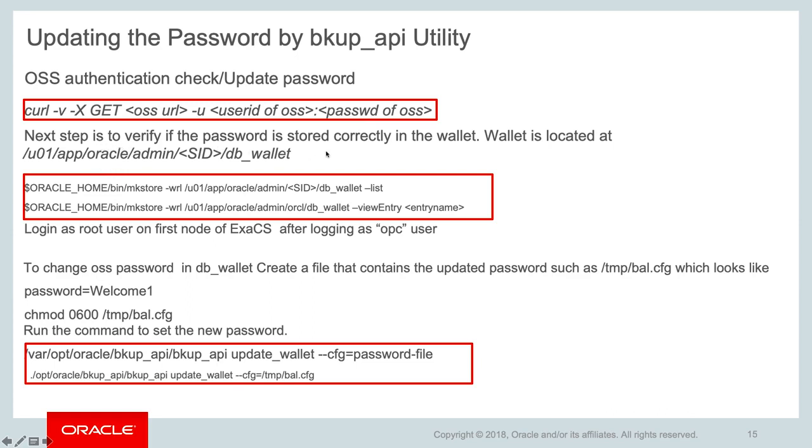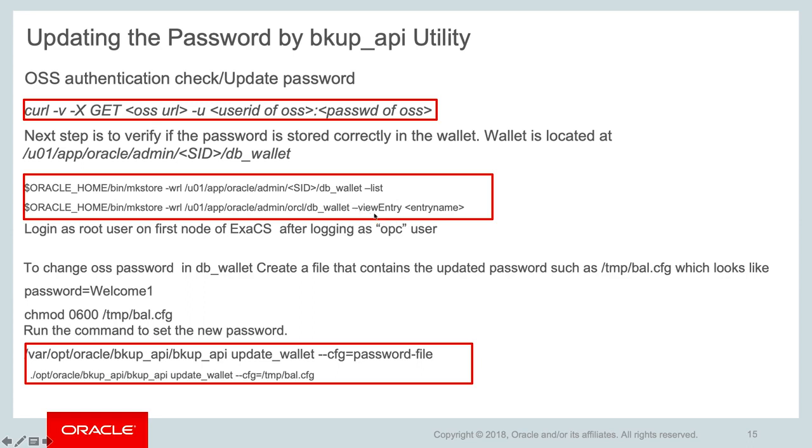Another step is to verify the password is stored correctly in the wallet, and all the wallets are within the u01/app/oracle/admin. Under SID, you have the DB wallet binary. You can invoke that one, db_wallet list, and that will show you the list of values.